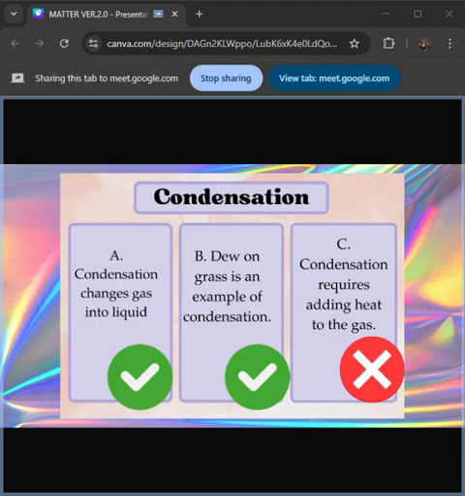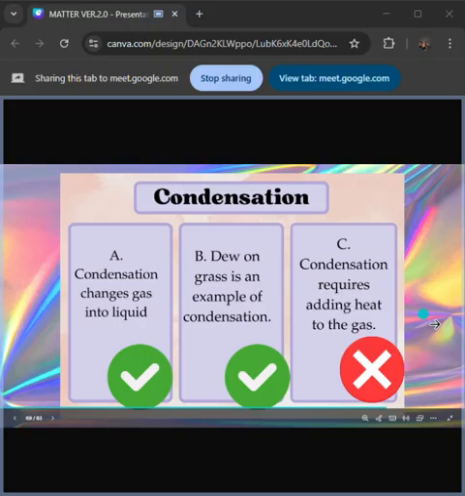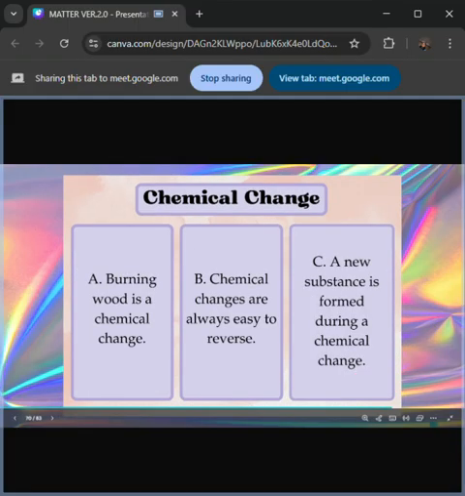Oh, okay. So I'm sorry to hear about that, Philip, but the odd one here is actually C, as condensation does not require adding heat into gas. But let's check. Okay. So we will get back to it later and discuss condensation. But now let's continue with our activity.